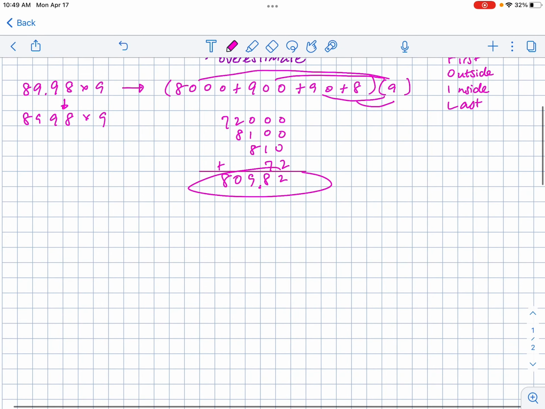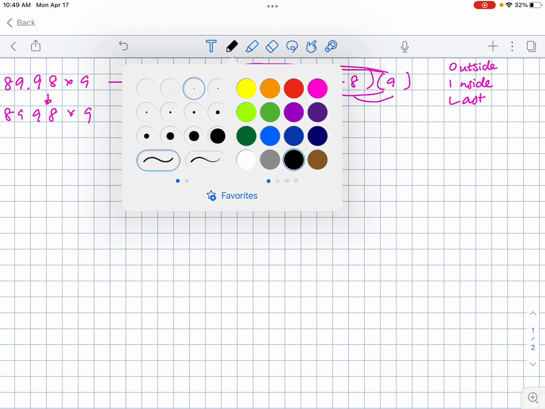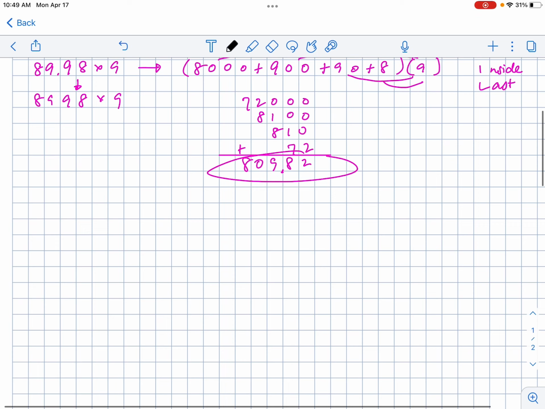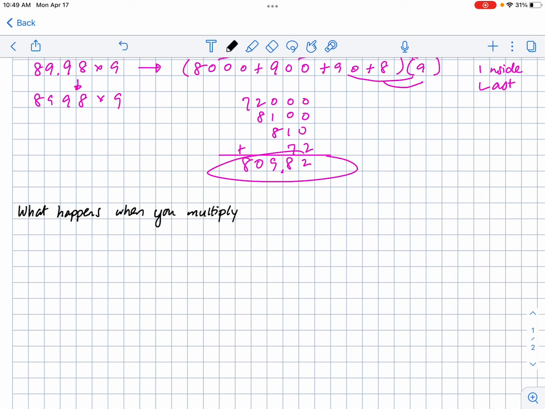So 3.5 involves multiplying whole numbers by decimal numbers less than 1. So what happens, you can jot this down, what happens when you multiply a whole number by a decimal number less than 1.